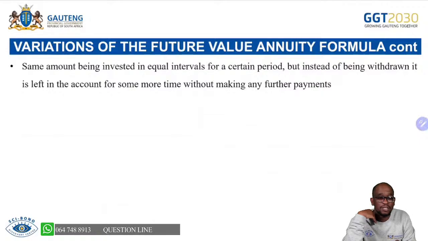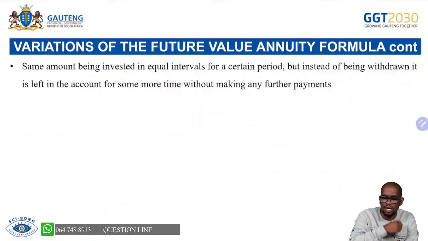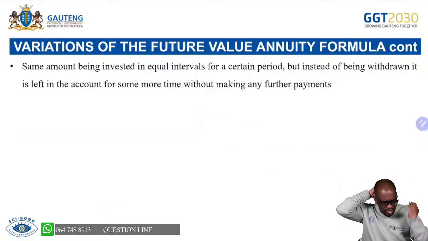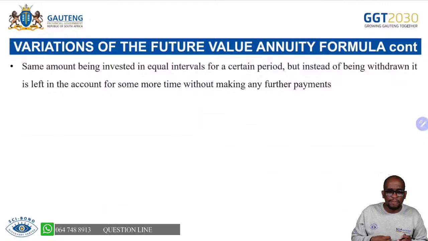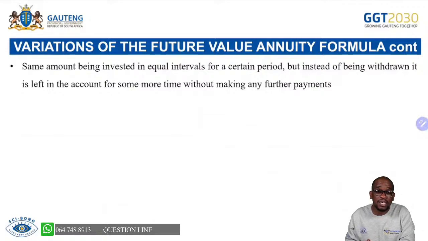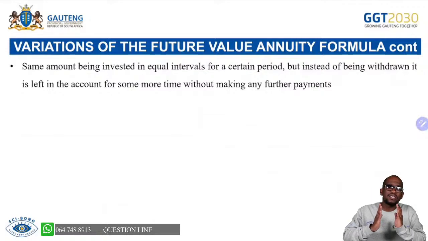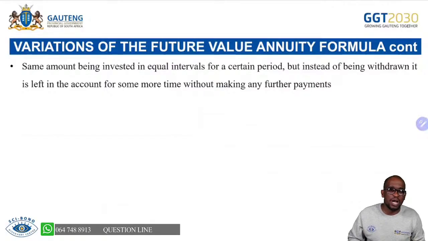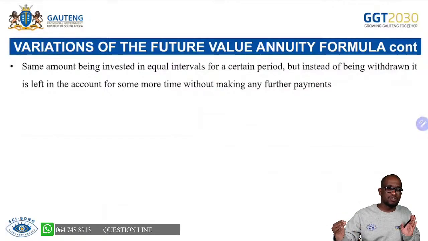The same amount is invested in equal intervals for a certain period, but instead of being withdrawn, it is left in the account to grow for some more time without making any further payments. Now, let me explain this in a practical context. Let's say when my son is born, I decide to invest money, with an assumption that when he is 18 years old, he would be in matric. When he's 19, he will start tertiary life, all right? So I invested for 18 years. When he's born, I'm putting it up for 18 years.